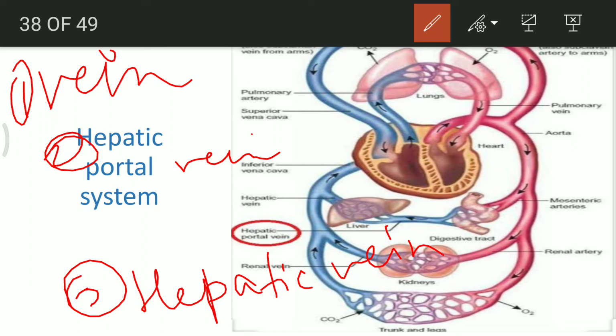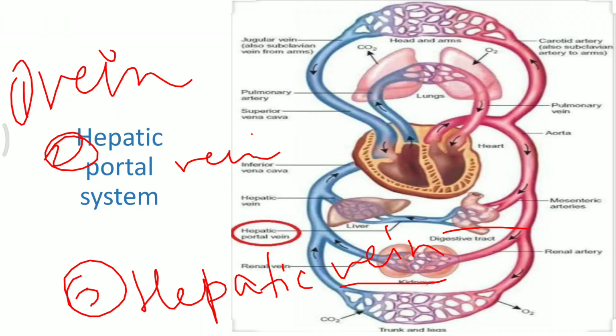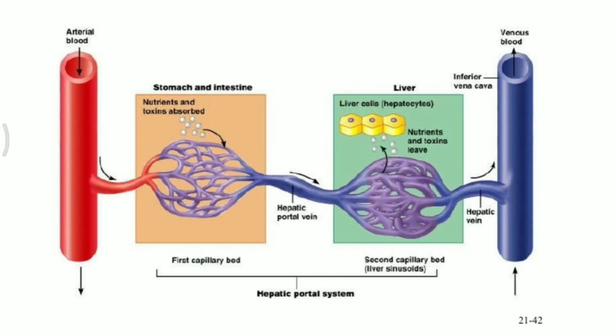Why hepatic portal? Because it is passing from the mesenteries to the liver. That's why it's a portal vein. And hepatic because the liver is involved. Finally, once the exchange has taken place, through the hepatic vein the same deoxygenated blood moves to the inferior vena cava. So these are the three important veins which play a very vital role in the process. Now the next important thing is how the entire process takes place.